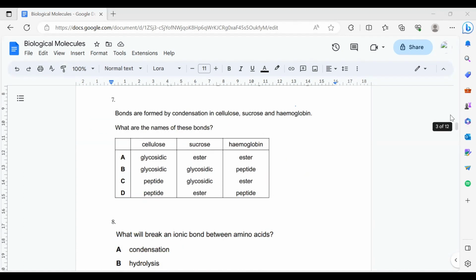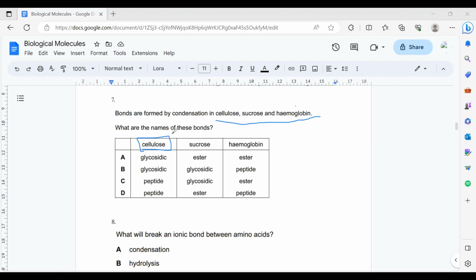Okay, so for question number 7, bonds are formed by condensation in cellulose, sucrose, and hemoglobin. What are the names of these bonds? So condensation reactions always form a covalent bond. First you have to recognize what these molecules are and what their monomers are, and from there you can identify what type of bonds they have.